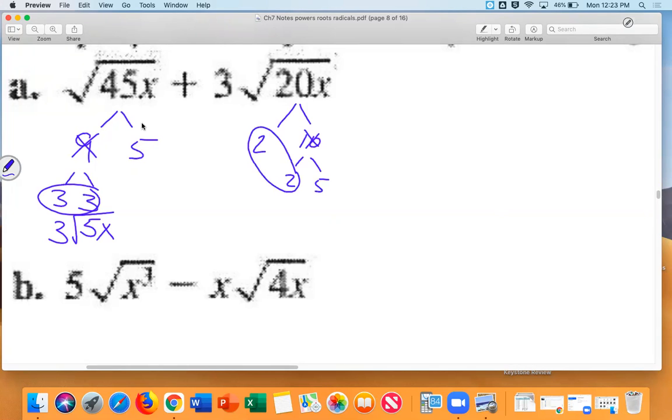I'm going to pull that out. Now it's going to be 3 times 2 because the 3 is outside. See that? So it's going to be plus 6 root. The 5 didn't have a partner, so it stayed inside x. Now, do you see how they both have the same variable here, Jai? What would that be? 3 square root of 5x plus 6 square root of 5x is?